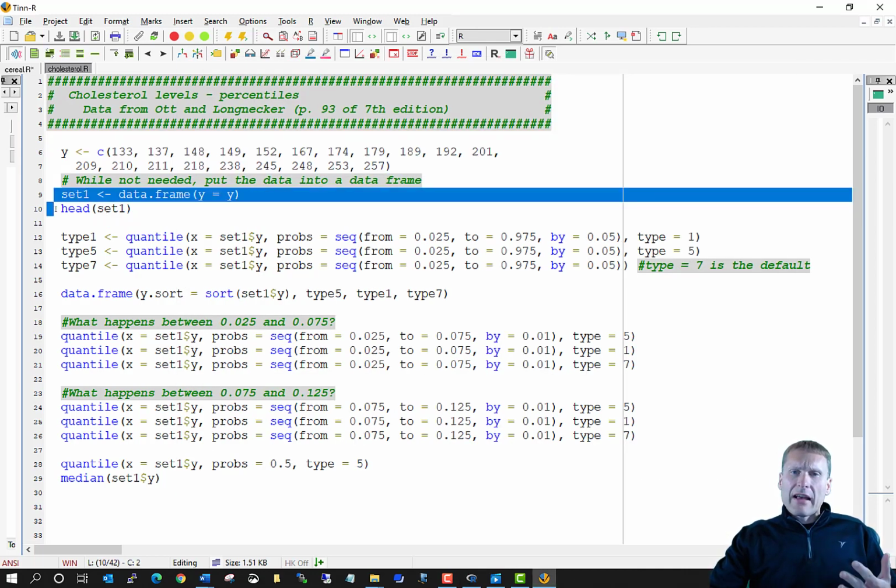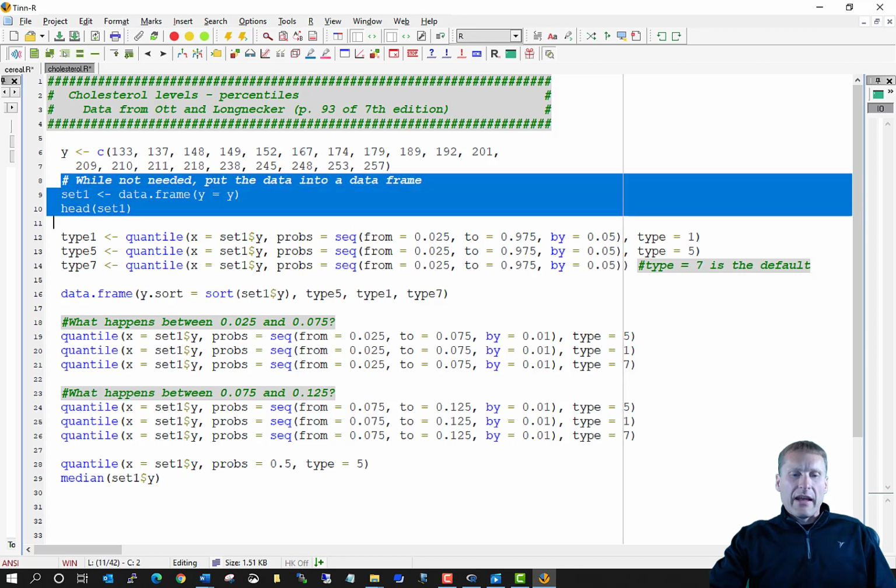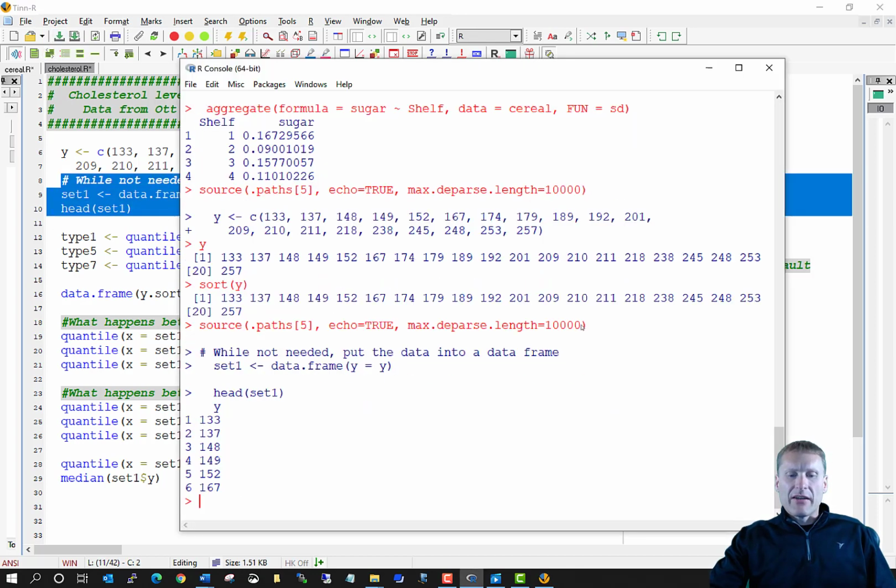Just to show you again how you could work with a data frame, I could create a data frame using the data.frame function, and I put the Y values there. If I wanted to, I could just use that segment of code, and the variable will be called Y in the data frame, or I could name it something different by saying the new name equals the actual vector of information. I'm going to put that into an object called set1 and use head of set1 just to check it out. And indeed, it does look like what we had previously.